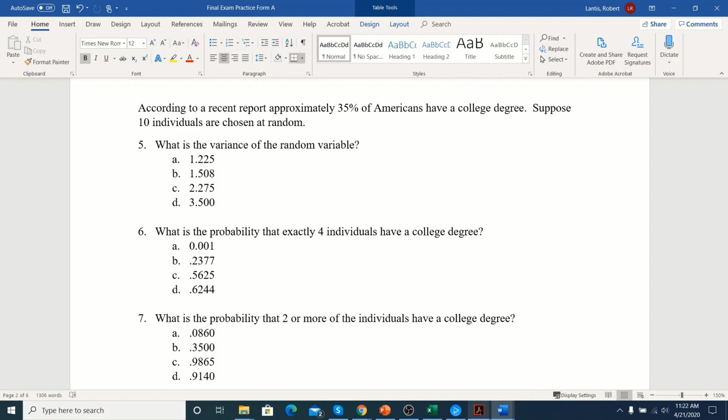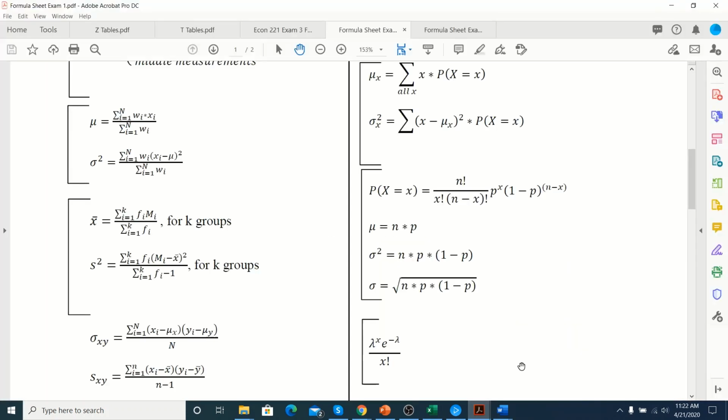I've got my x is 4. I've got the probability I see x being any one value here. I've got n is 10. My probability of success on any one trial is 0.35. My x is now 4. It's a matter of plugging and chugging, right?